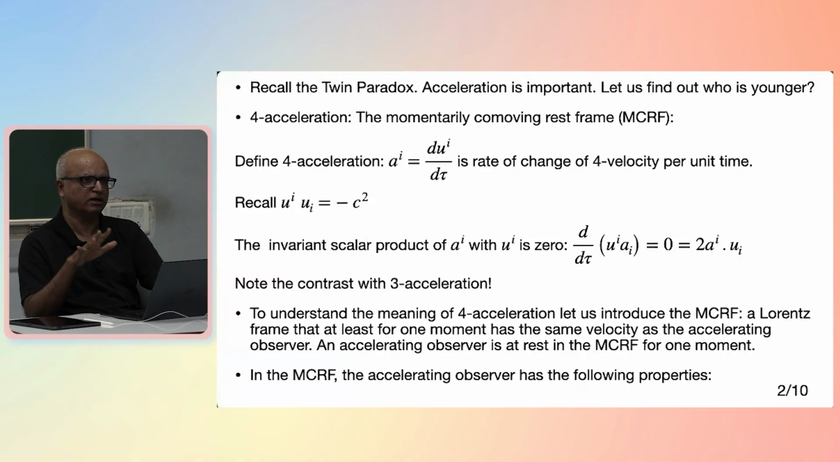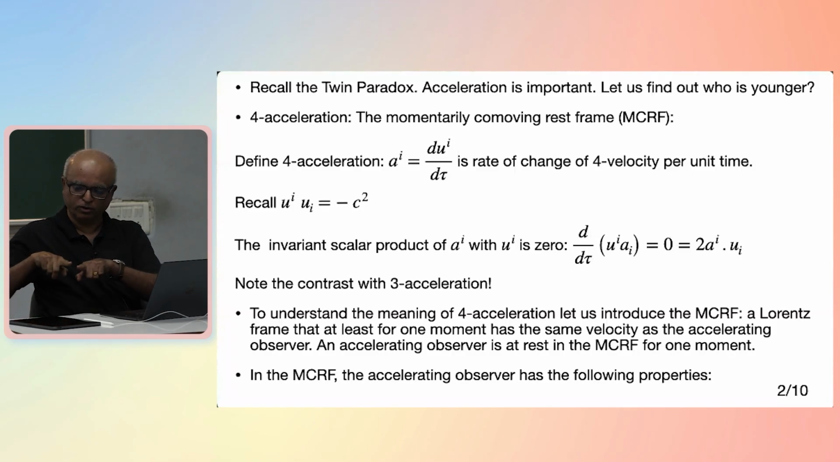The 4-acceleration we can think of as being orthogonal to the 4-velocity. Note that this does not happen with the 3-acceleration. In ordinary classical mechanics, the acceleration does not have a 0 dot product. In fact, if you are moving along the x-axis, your acceleration is also along the x-axis, and the dot product is non-zero.